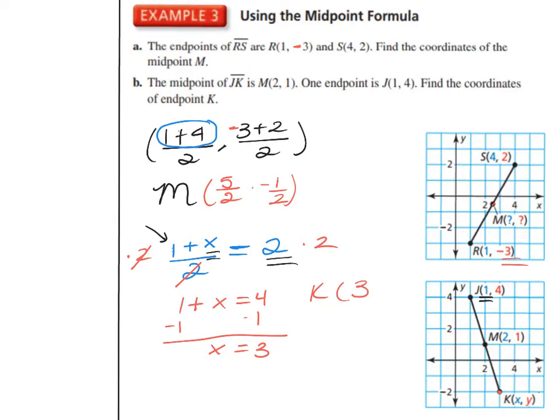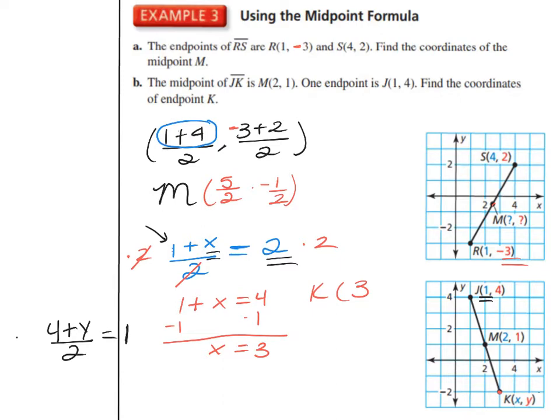And then I'm going to do the same method to find the y-coordinate. I'm just going to replace my x with a y. So my y-coordinate is 4 for that one endpoint, plus y over 2. What am I going to set that equal to? Well, it says the coordinates of the midpoint JK is 2, 1. So I'm going to set it equal to 1, right? To that y-coordinate.